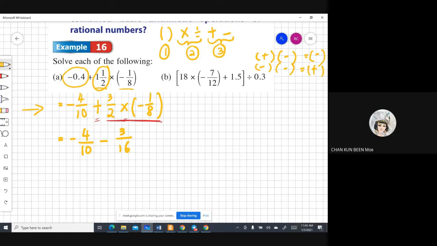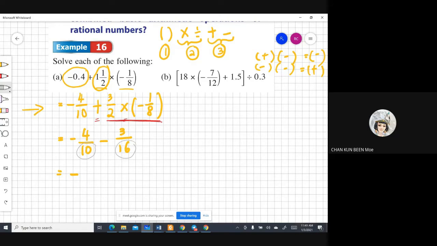Now, when it comes to two signs which are the same sign, we are going to add the numbers after we copy the sign. So copy the sign, negative. We are going to add 4 over 10 and 3 over 16. But we cannot do the operation right now because the denominator is different, right? So we need to change it to the lowest common multiple. This one, the lowest common multiple, you are going to learn in the next chapter. So here, you just need to think of a suitable number. What can you use as the common number for these two fractions?